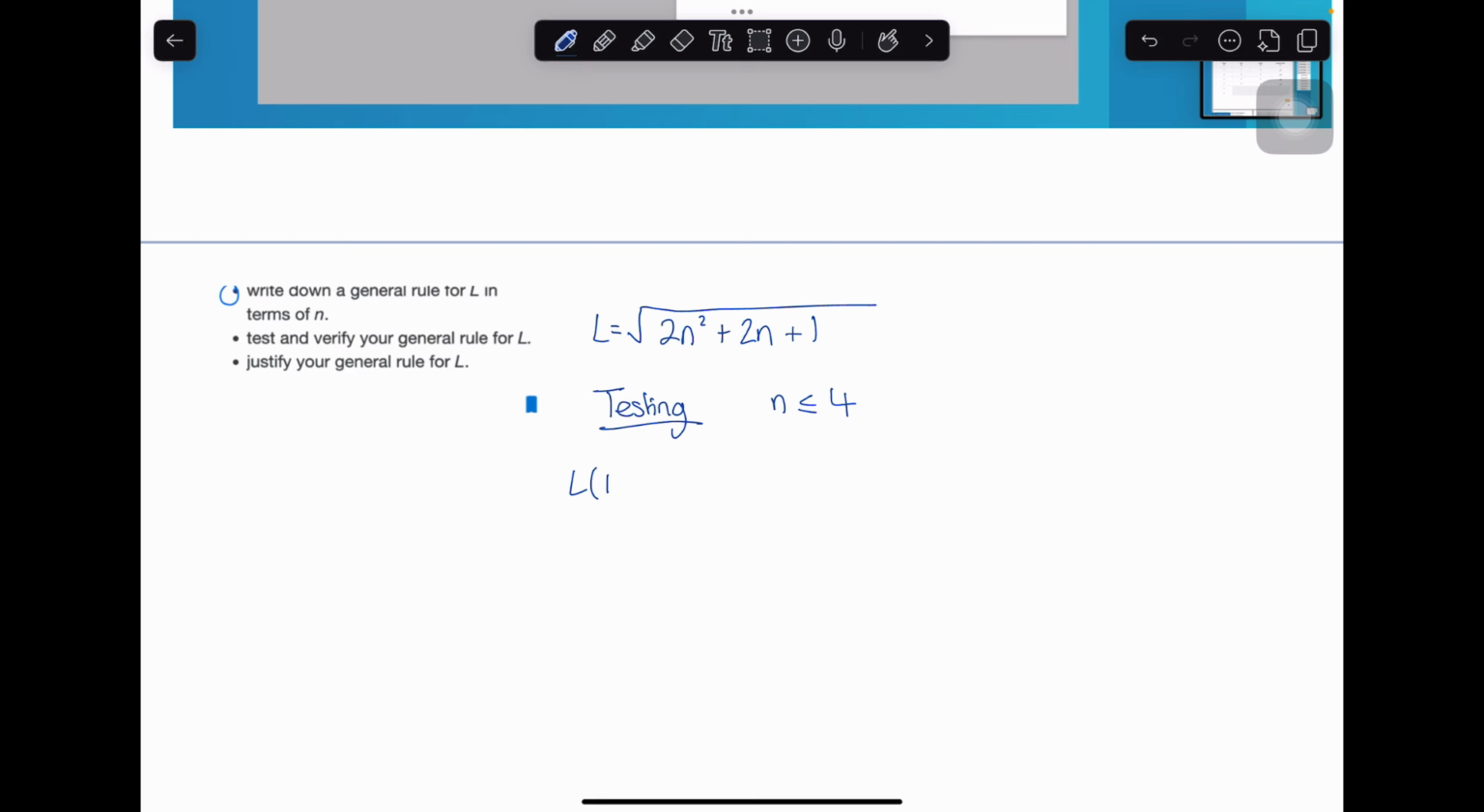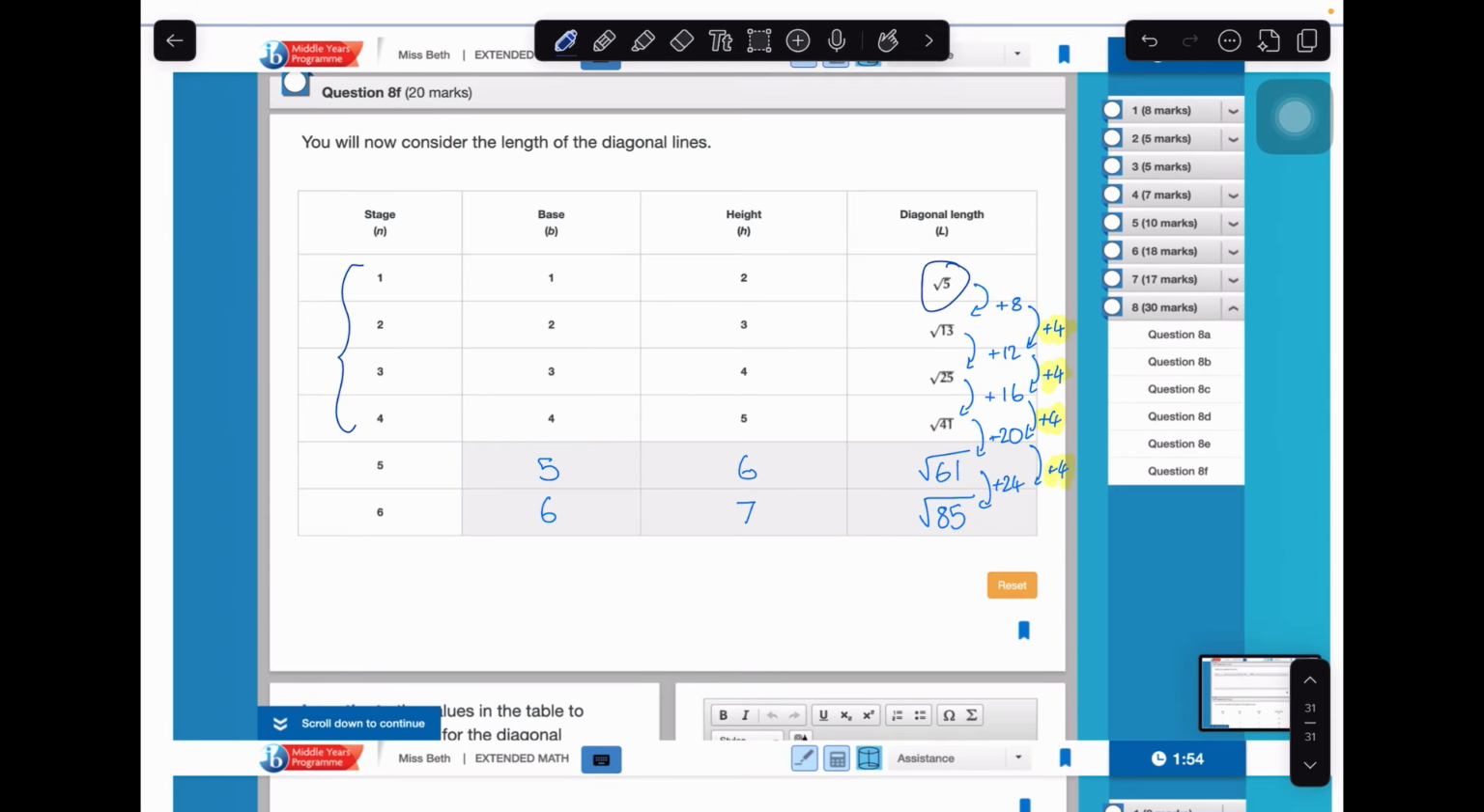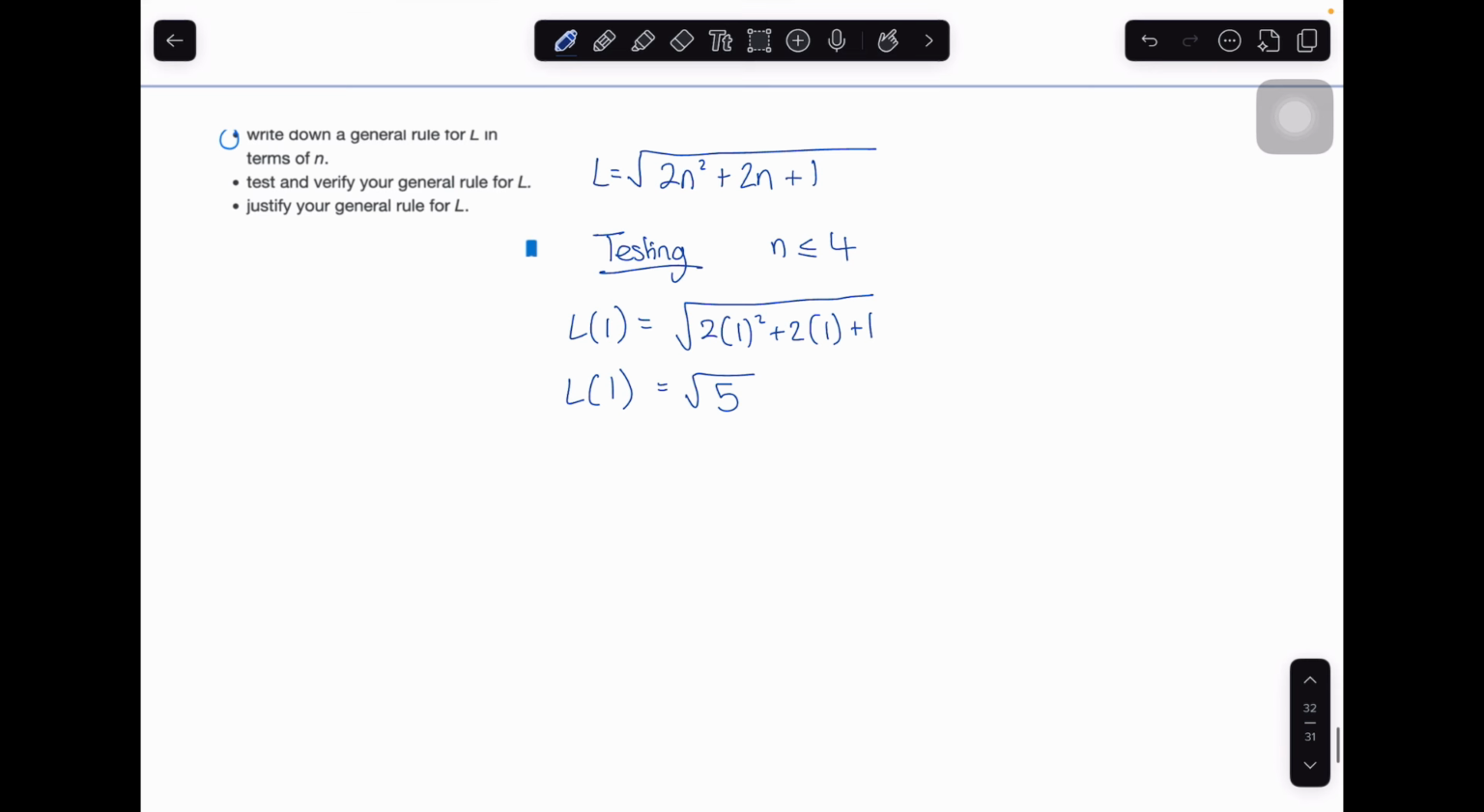If we do L of 1, that would be the square root of 2 lots of 1 squared plus 2 lots of 1 plus 1. So L of 1 is equal to the square root of 2 plus 2 plus 1, which would give us root 5. Again, you want to go back to your table. Yes, this is correct, so this matches the table. You want to repeat this process. So L of 2.